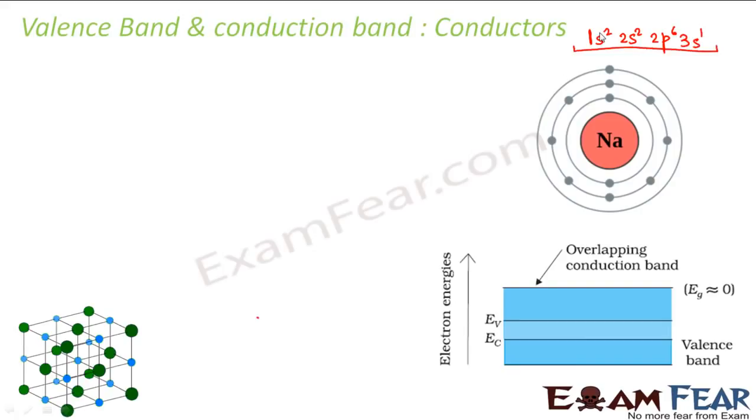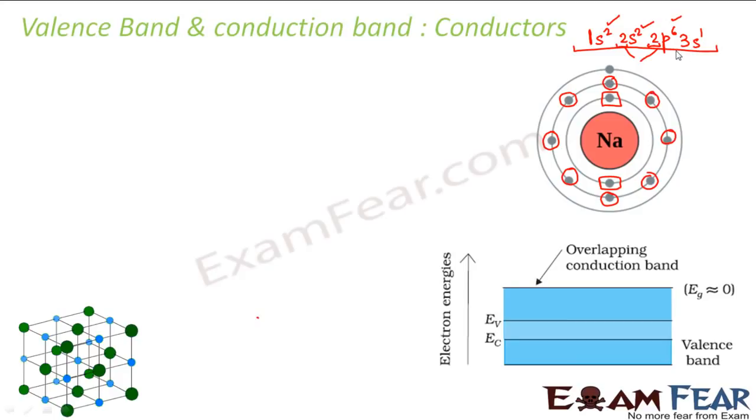So that means this is my first shell. In the first shell, how many electrons do I have? I have 2 electrons. So this is one electron, and this is another electron. What about the second shell? In the second shell, I have this 2 and this 6. So this denotes the second shell. So how many electrons in the second shell? 2 plus 6, that is 8. So 1, 2, 3, 4, 5, 6, 7, 8. So in the second shell, I have 8 electrons.